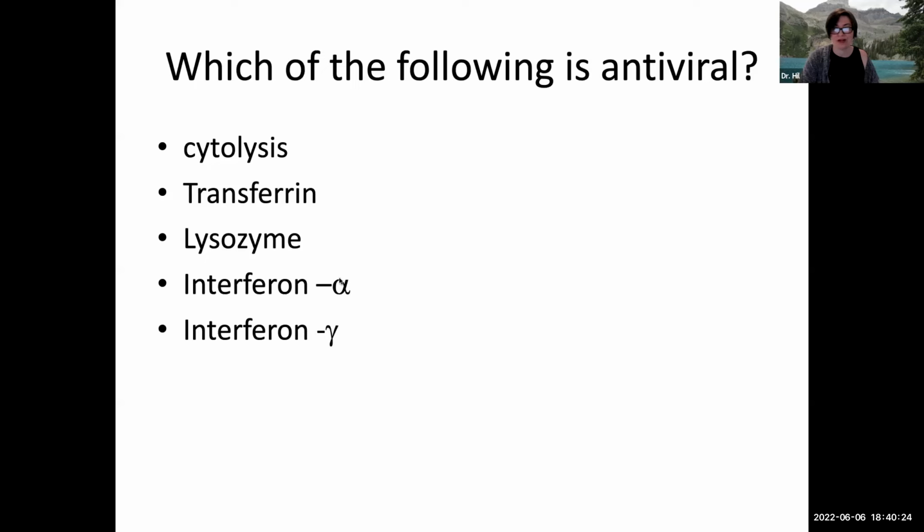That's right. Interferon alpha, just like its friend interferon beta, is antiviral. And how does it work? Raise your hand or write your answer into the chat. How does it work to be antiviral? It's secreted by virally infected cells to warn their neighbors to make enzymes that stop viral replication.